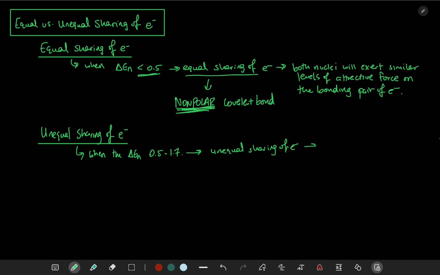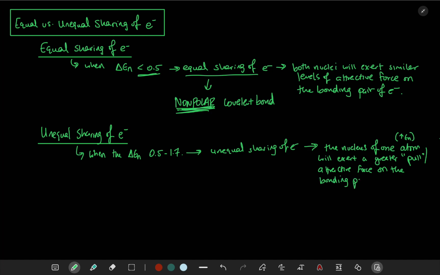of electrons. And this, again, as we said, is because the nucleus of one atom, the one with the higher electronegativity, will exert a greater pull or attractive force on the bonding pair of electrons than the other atom. And this is the one with the lower electronegativity.